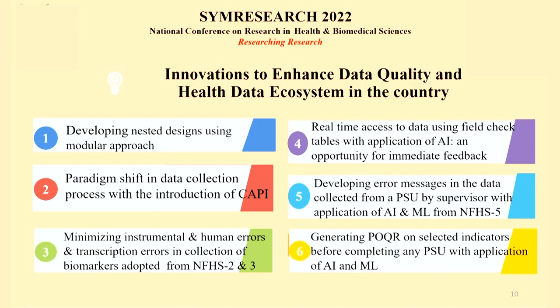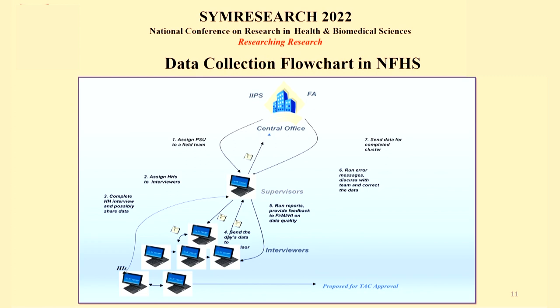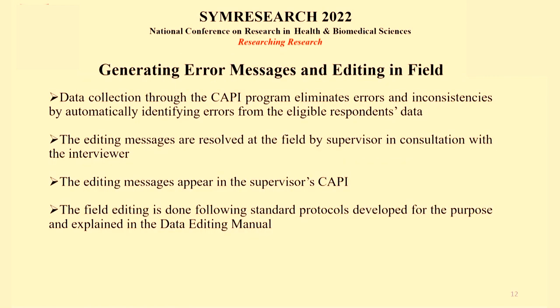And last, these two. I have already spoken to you about the real-time access of data, but these two, developing error message and generating POQR, these are the two artificial intelligence-based applications which we developed at the time of fifth round of NFHS, somewhere in 2018-2019, just prior to COVID. These are our completely digitized process of getting data. We have moved completely away from paper pencil and gone to computer-assisted personal interviews so that sitting in our system, we can get it. These are the system that may not be very important for you.